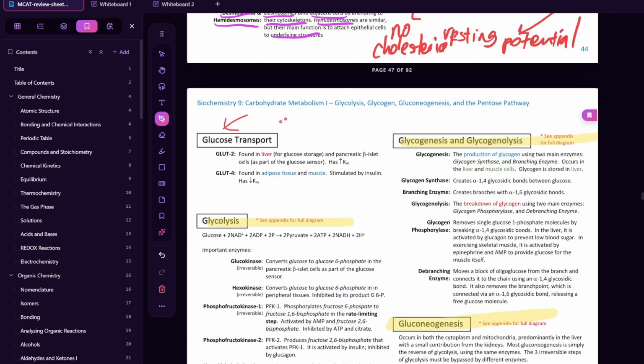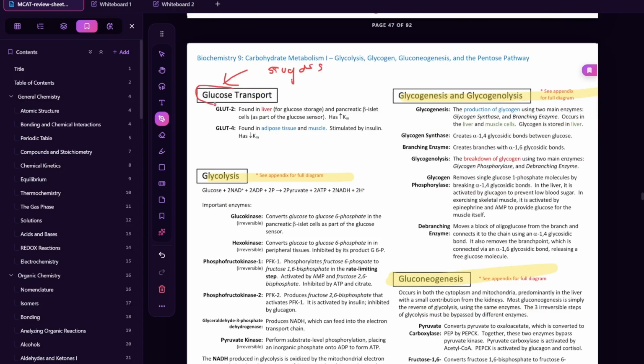Glucose in our terms can be basically like sugars. And we eat sugar a lot in our diet, right? So how does glucose transport within your body? Well, we have something called GLUT2 and GLUT4. GLUT2 is found in your liver for glucose storage, and pancreatic beta islet cells as part of the glucose sensor, and has a high Km. If you don't know what that is, you need to review biology a little bit.